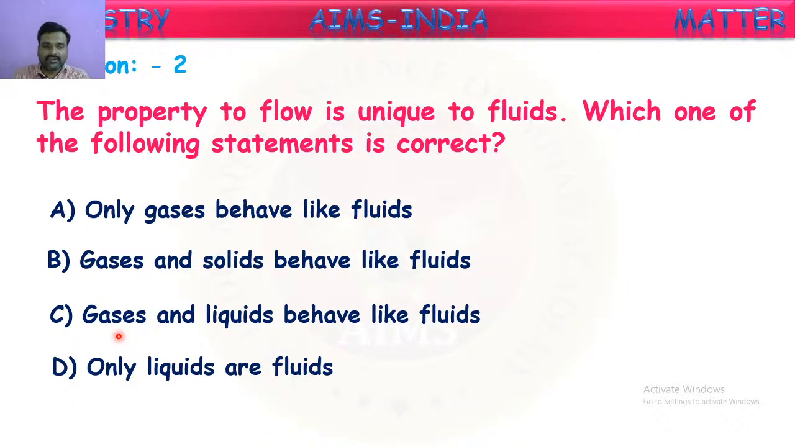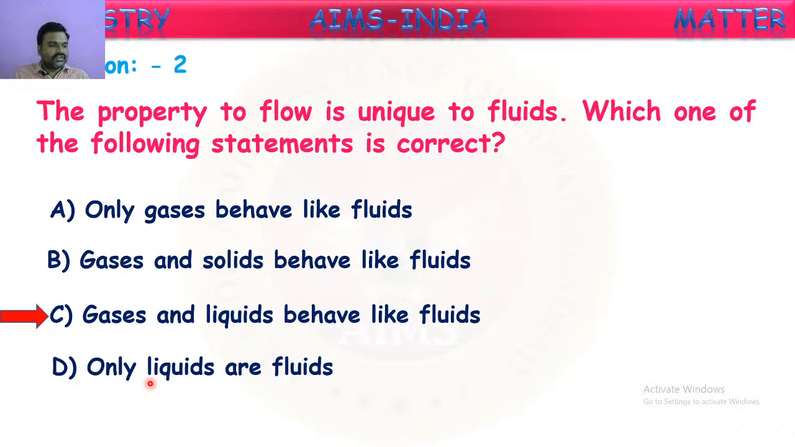If you see the third one, gases and liquids behave like fluids. These two can flow from one place to another because of loose packing of molecules in them. So C is the correct answer. Fourth one, what have they given? Only liquids are fluids. No, it is also not correct because gases also can flow.